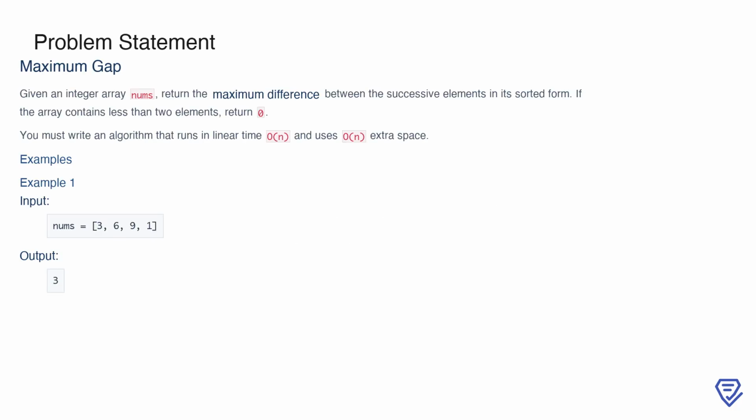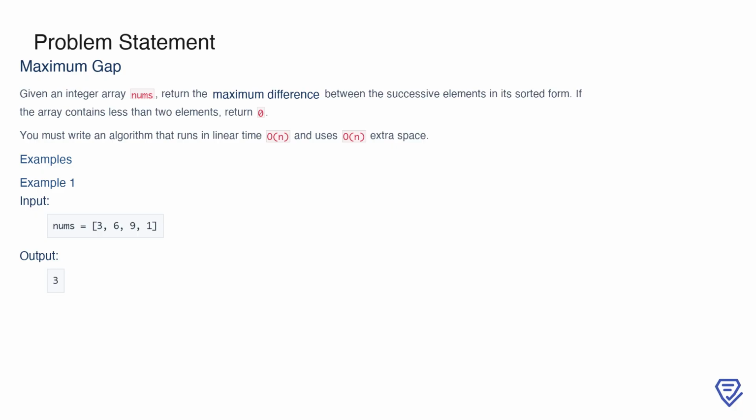Let's get started. The goal of this problem is to find the maximum gap between successive elements after sorting an array of integers, nums. For example, if the input array is 3, 6, 9, 1, we sort it into 1, 3, 6, 9, and calculate the gaps between consecutive elements. The largest gap among these is the answer, which in this case is 3.